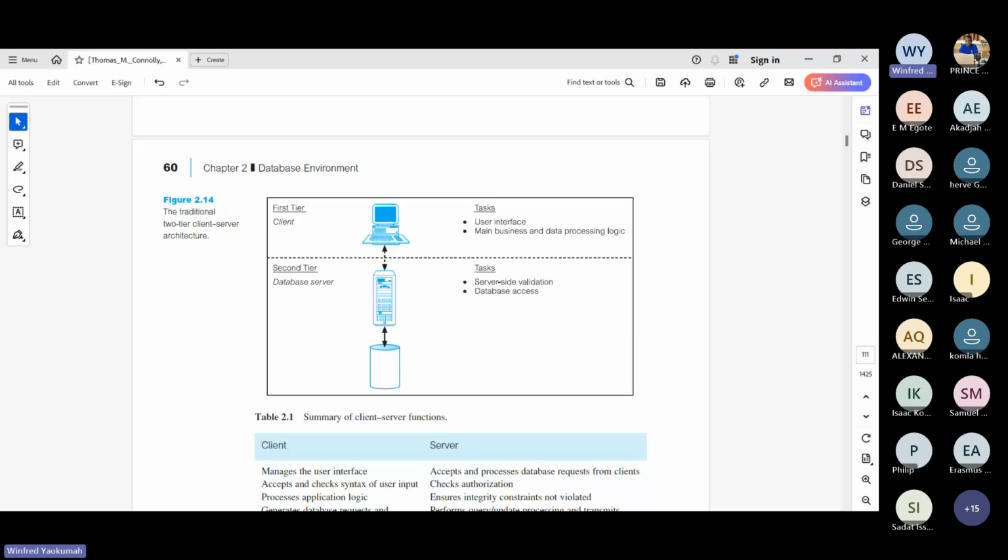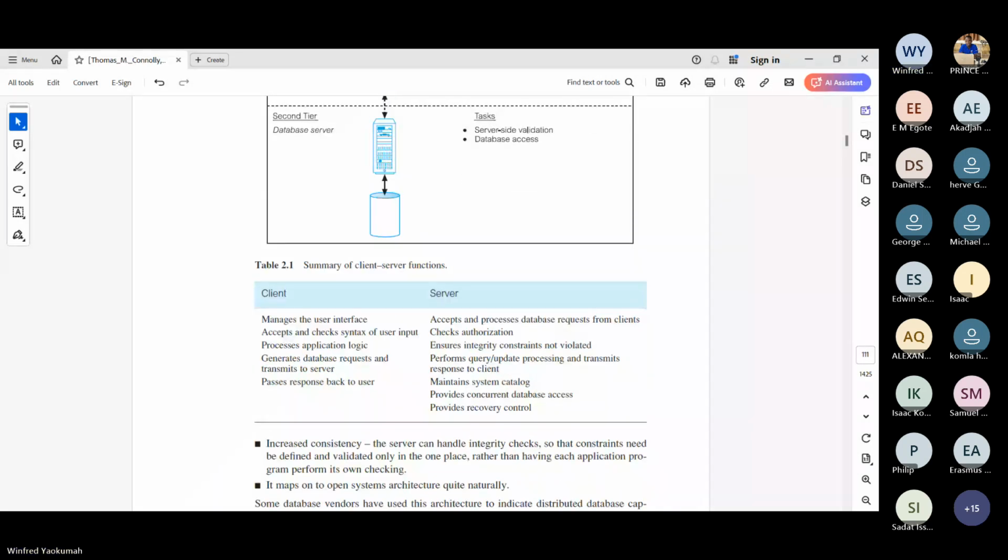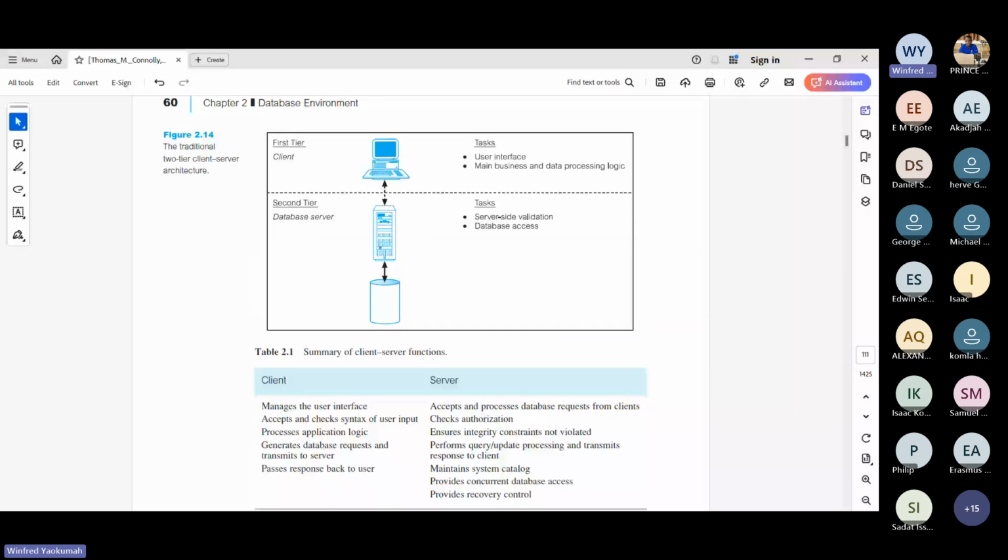You can read a summary of client server functions, what the client does, what the server does. The client manages the user interface, accepts and checks syntax, processes logic, generates database queries, and passes the response back to the user. Then the database server accepts and processes database requests from the client, checks authorization, ensures integrity constraints, maintains the system catalog, provides recovery services, and so on. So the server does this when we are dealing with the 2-tier client server environment.